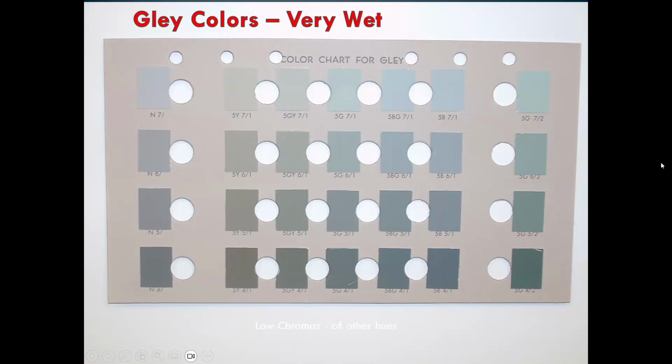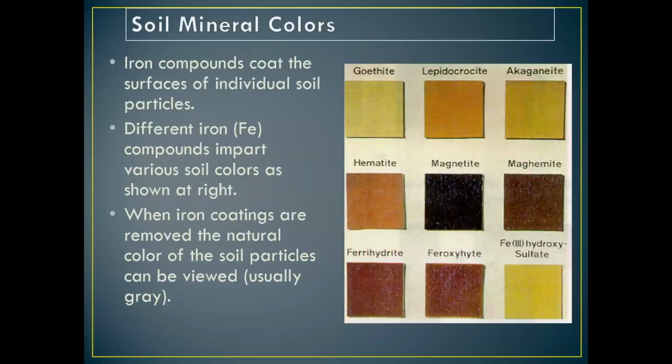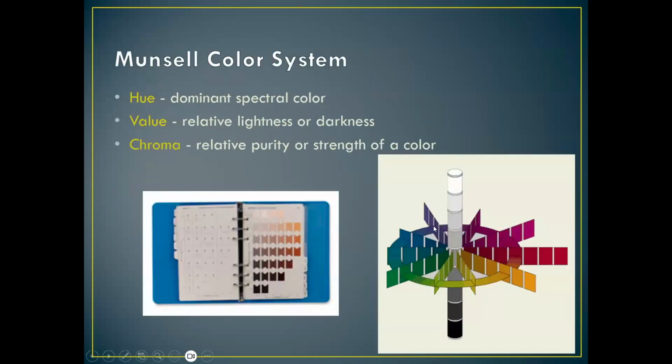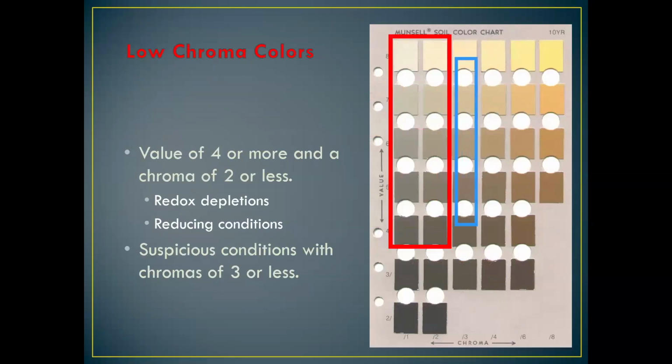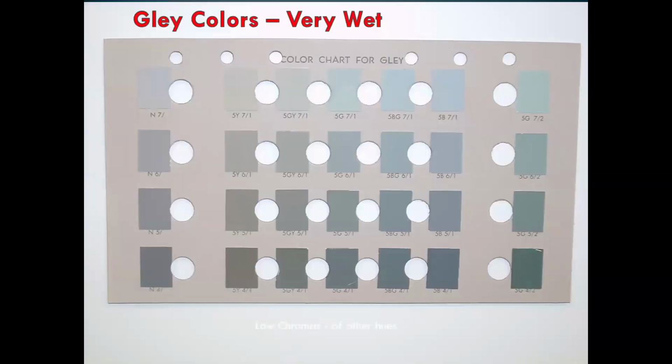So if we go back to where we had that spindle here, it's neutral. There is no color whatsoever. There's basically no chroma. It's just a value. There's no chroma. So that's why when we report hue, value, chroma, since there's no chroma, it's an N, it's a neutral. There is no hue to it either.